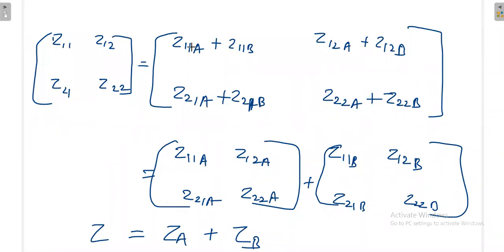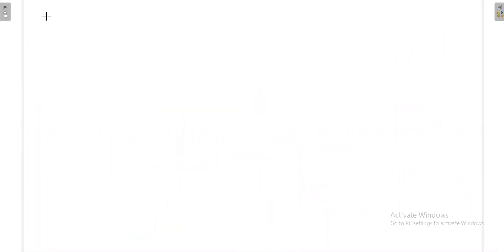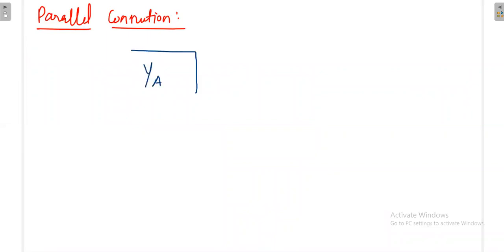That is the idea. Okay, so next we'll take the parallel connection. For parallel connection, which parameter will be suitable? For parallel connection, the Y parameter will be suitable. So anyway, we'll directly write the answer. So you take a network, and for that we'll find out the Y parameter.